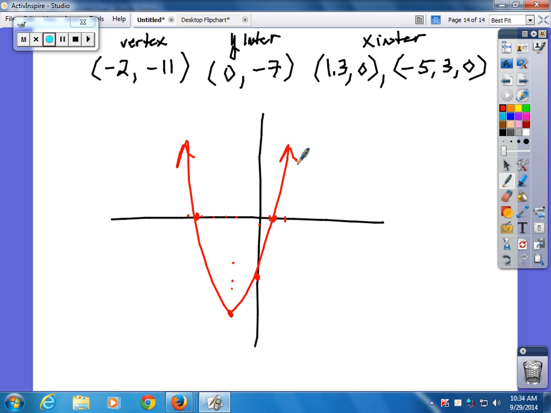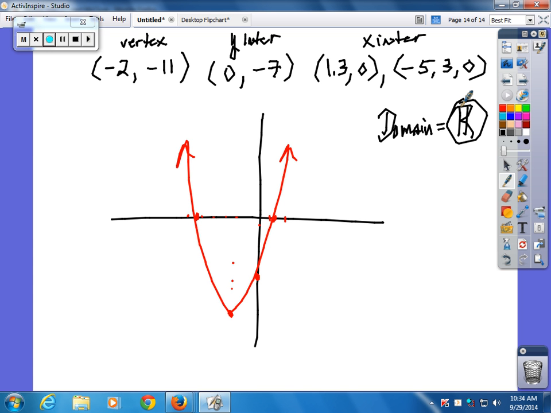Now, let's talk about this. What's your domain? Why? Because of the arrows going to the thing. Well, it's not a radical or a what? It's not a radical or a rational. In other words, it's not a fraction and it's not a radical. What is it? It's a quadratic.